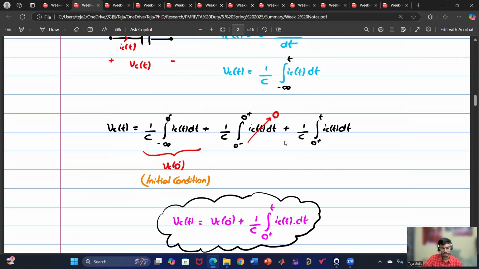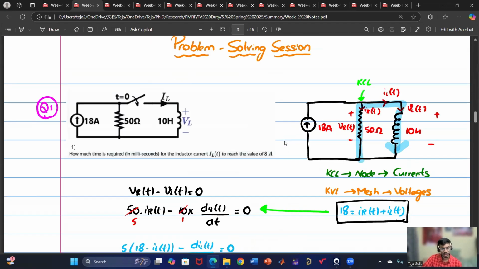So everything remains the same. Then we have solved a couple of problems. I will not go into detail of the problems that we have discussed, but I'll briefly summarize. Here they are connecting one inductor and they're asking how much time is required for the inductor current to reach 8 amperes.